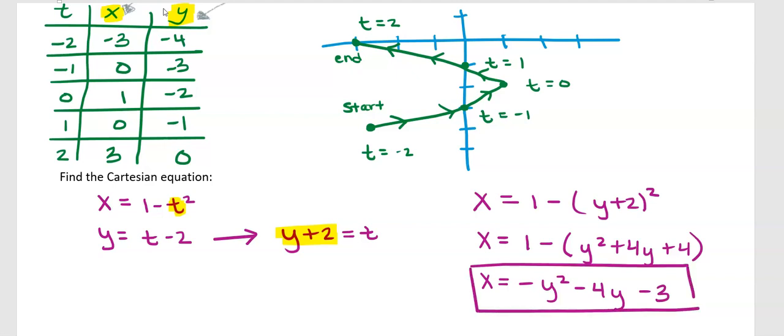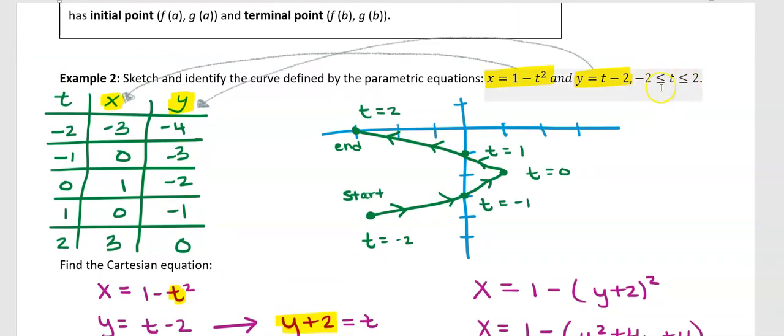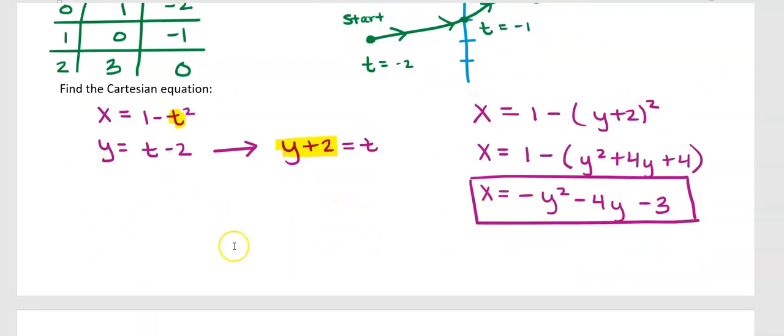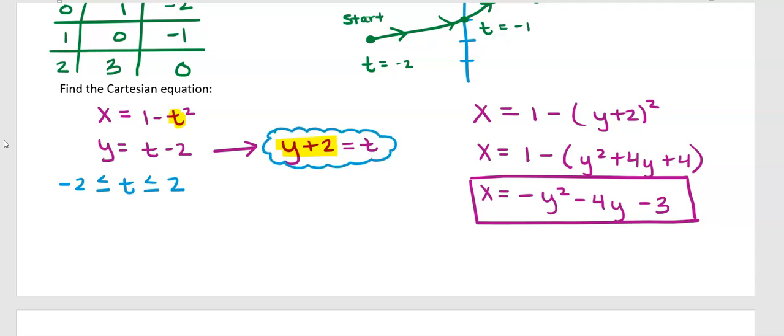Now, because this situation had an interval to begin with, we need to create a new interval in terms of x and y. So we're going to use these equations to help us do that. The interval that we started with was from -2 to 2. And so what we're going to do is use this equation that we solved for t and plug that in for the t in this interval. We're just going to have to solve a compound inequality.